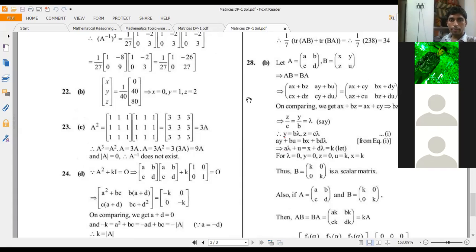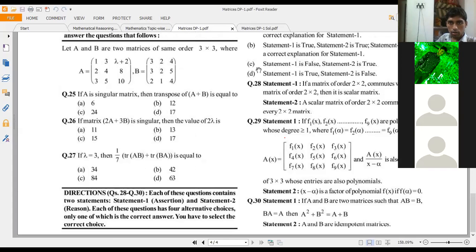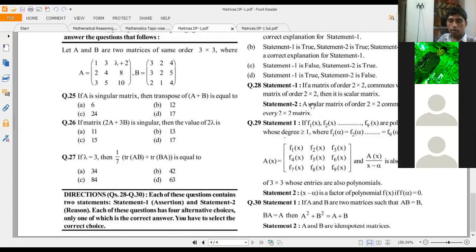So maybe he's saying the matrix B commutes with every other matrix and A is any arbitrary matrix. So therefore he proved that B is a scalar matrix. That would support the first statement. And a scalar matrix of order 2 by 2 commutes with every matrix. Statement 2, there is no problem on it.